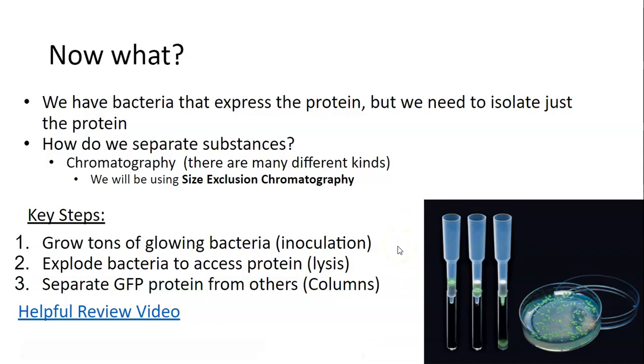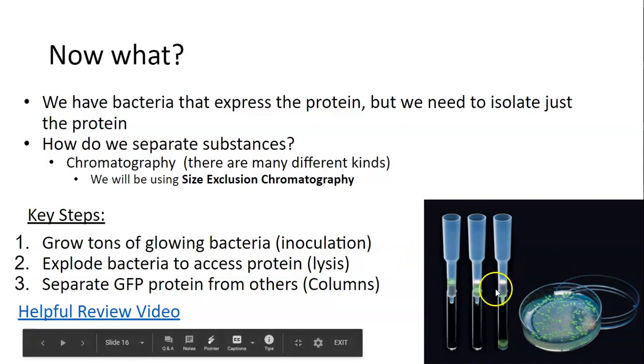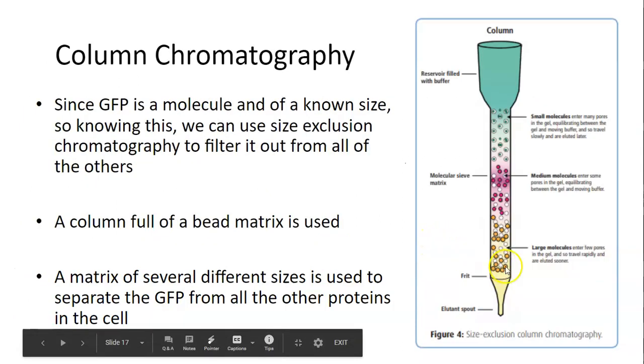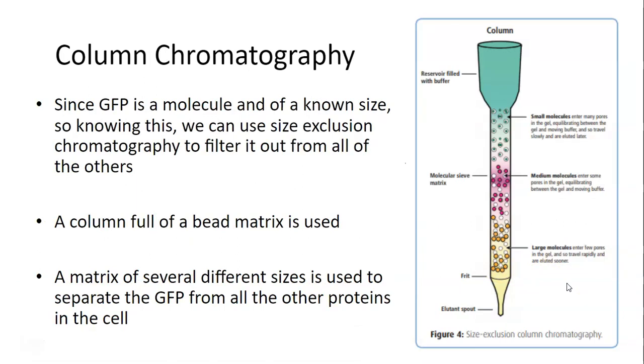In our case, it's a little bit easier too, because green fluorescent protein glows in the dark. So you can actually see it as it moves through. Not all proteins you can do that for. So this is kind of a rough picture on the right of how size exclusion chromatography works. Since we know the size of GFP, we know exactly how we might want to filter it in order to isolate the GFP. But again, as I mentioned, you can see it. So you can kind of watch it with a UV light as it moves through the column.